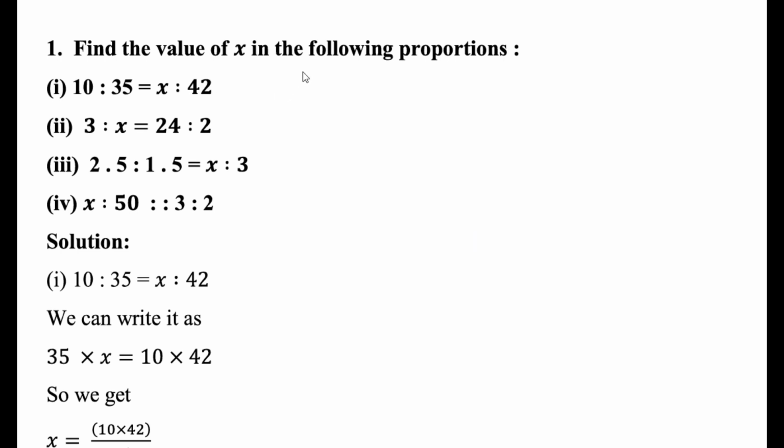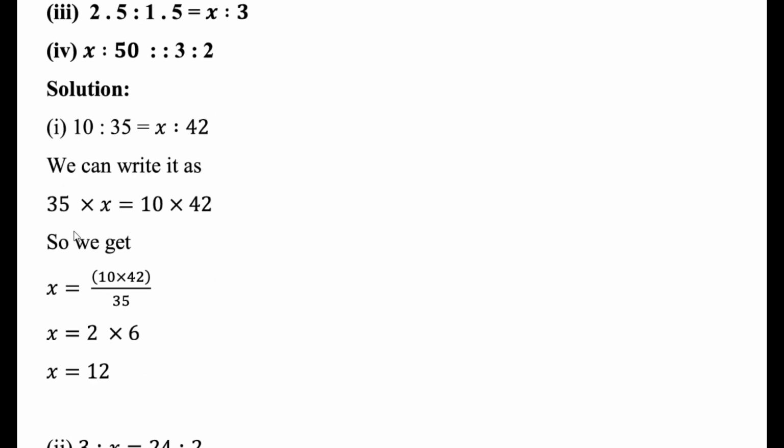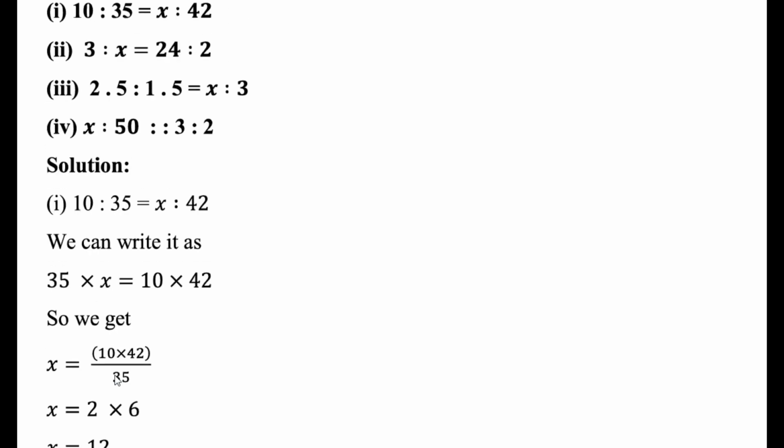Find the value of x in the following proportions. 10 is to 35 is equal to x is to 42. Let's come to the solution part. Very easy. 10 into x is equal to 35 into 42. So x will be is equal to 10 into 42 divided by 35. That will ultimately you will get x is equal to 12.